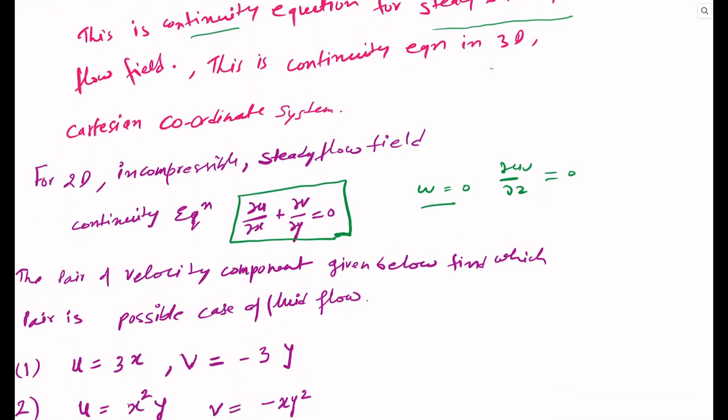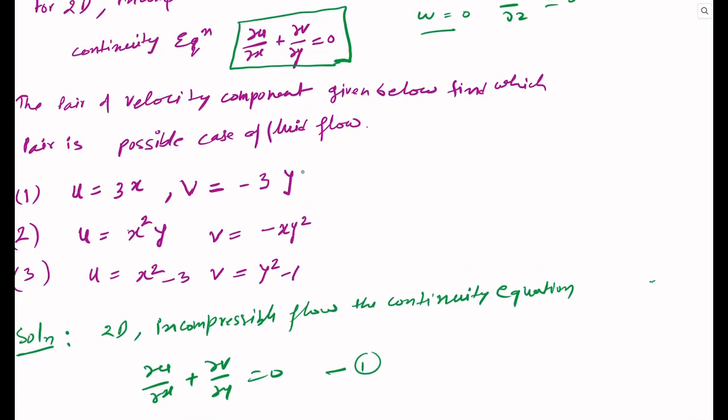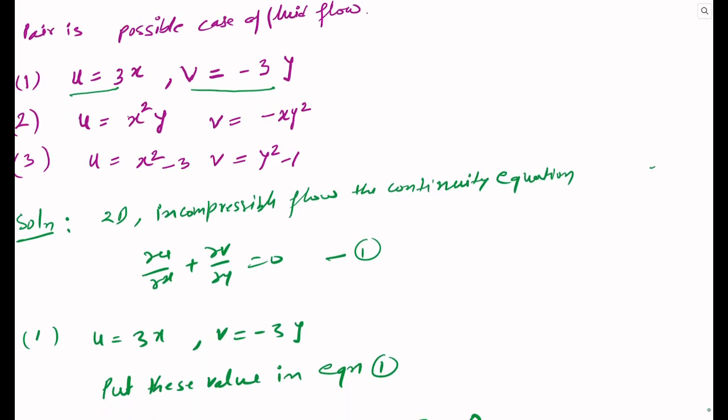Now its application is very important. In example 1, velocity components are given, and we must find whether this is a possible case of fluid flow or not. If it is possible, it must satisfy the continuity equation. This is for 2D with u and v, so for 2D incompressible fluid flow the continuity equation is this form.